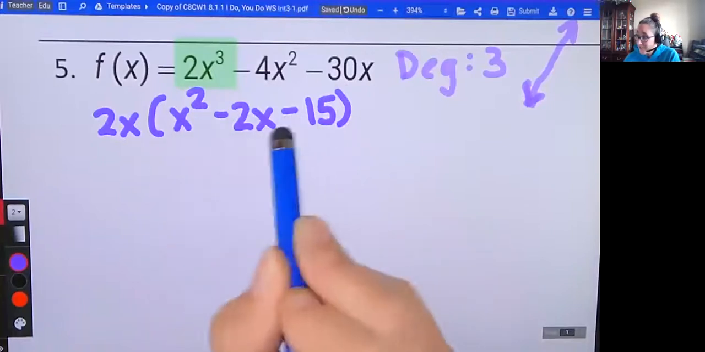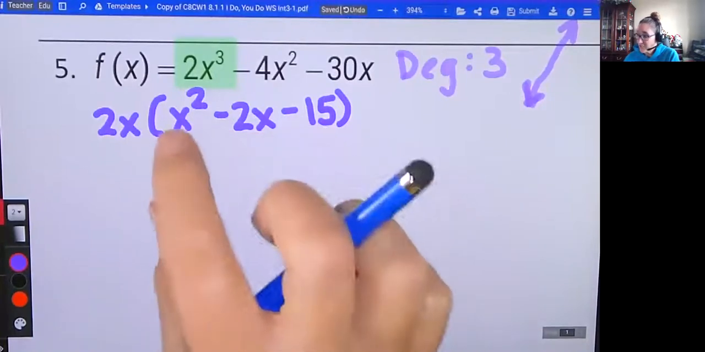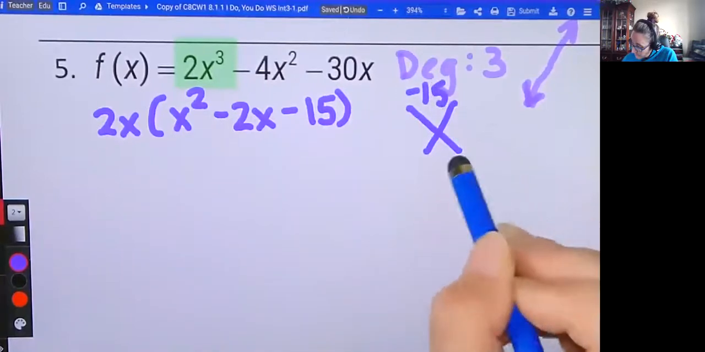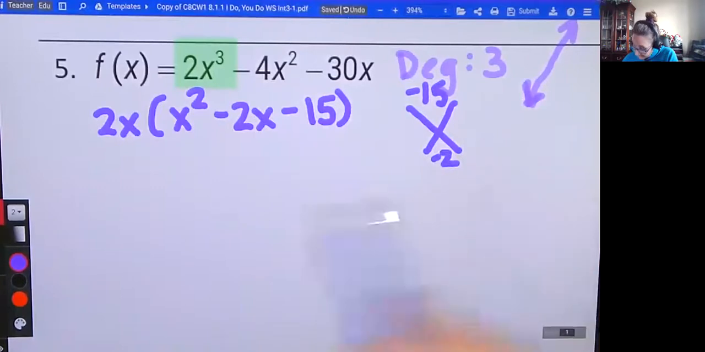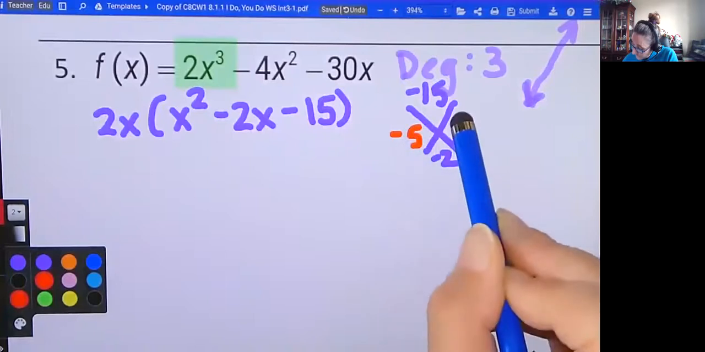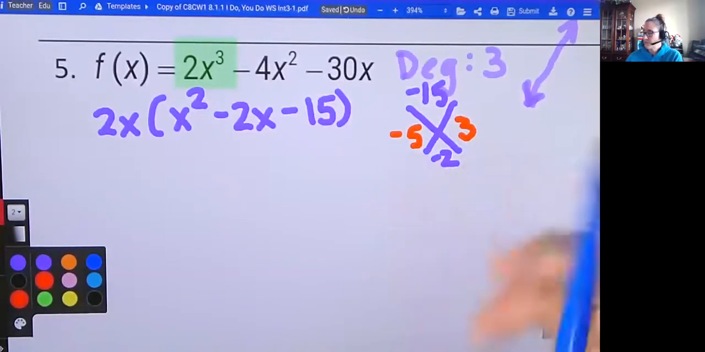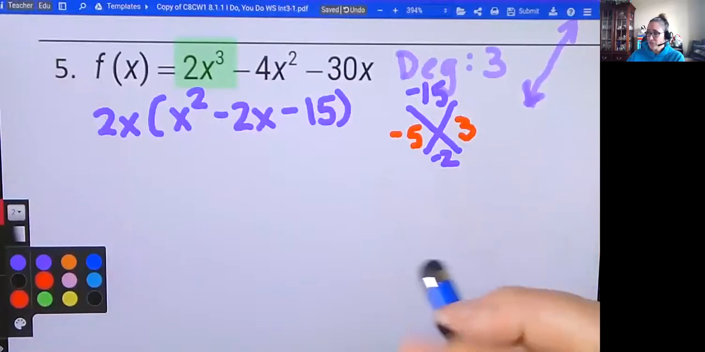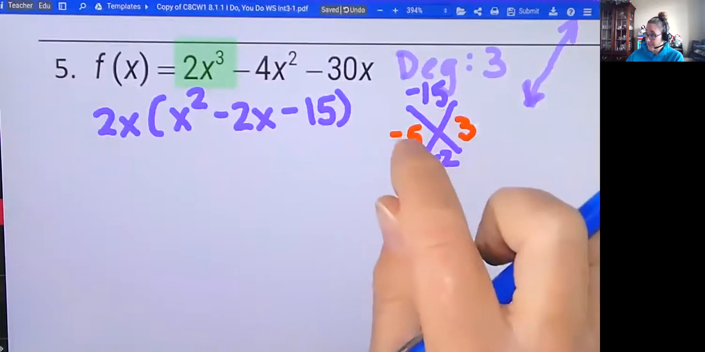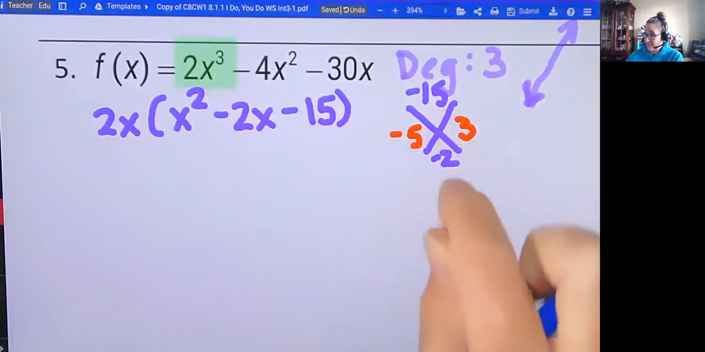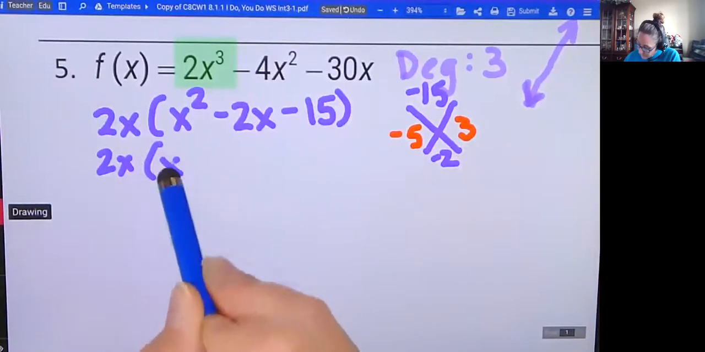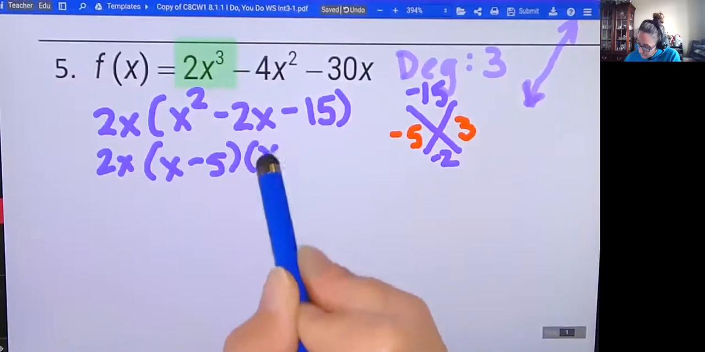So this is just a regular diamond, because it's just an x squared. So really, I'm going to ask, what multiplies to a negative 15 and adds to a negative 2? That is going to be a negative 5 and a positive 3. Be careful of your signs. Some of us sometimes get a little lazy with our signs, and that's going to change your roots, your zeros. So this needs to be a negative 5 and a positive 3 to get a negative 2. And so my factors are going to be 2x times x minus 5 times x plus 3.